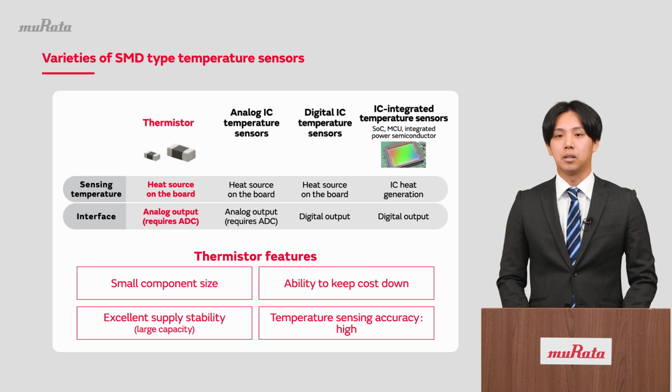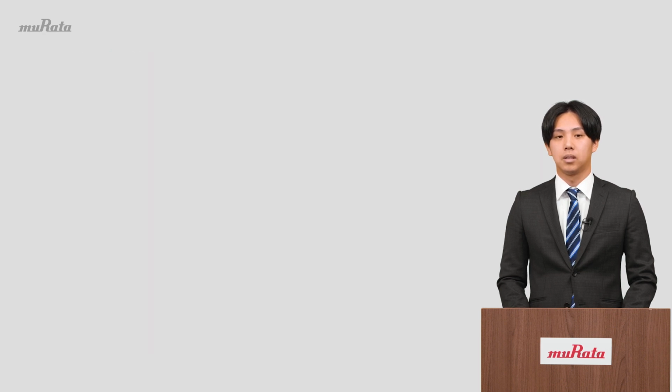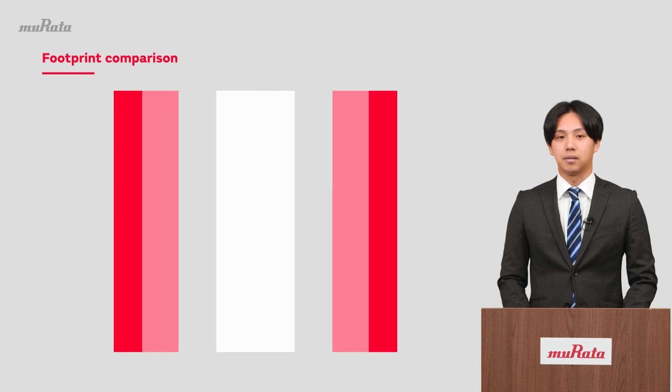Digital IC temperature sensors provide high temperature accuracy if you spend sufficient money. They can also produce digital output via an interface such as I2C, so no ADC is needed. Now let's compare thermistors and digital IC temperature sensors in some more detail with regard to 3 items. First, we will compare the mounting area or footprint.